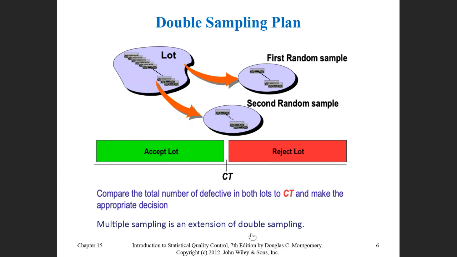If you have multiple sampling, you extend the same concept of the double sampling. You will take a third one, you will do the same, you examine it, you add all the defectives, and then you compare to the cutoff point, whether you accept or you reject.